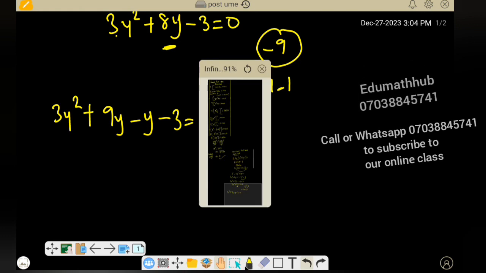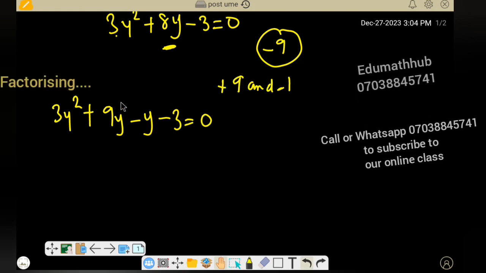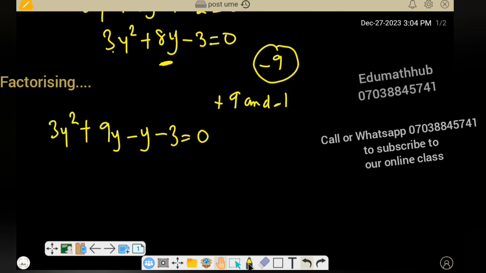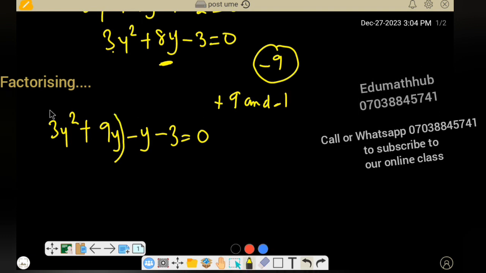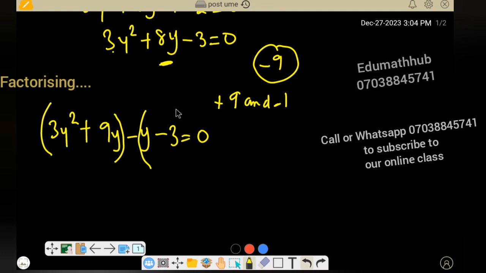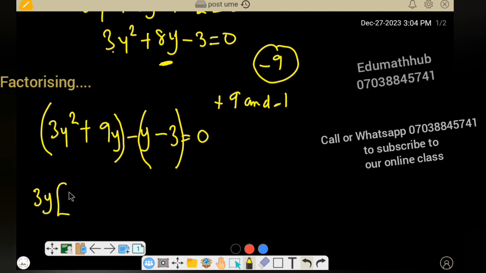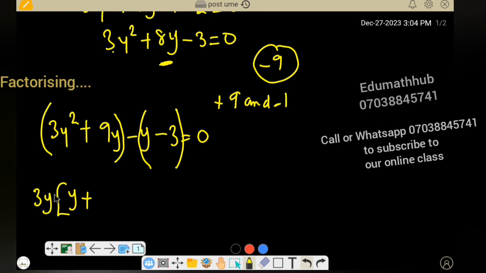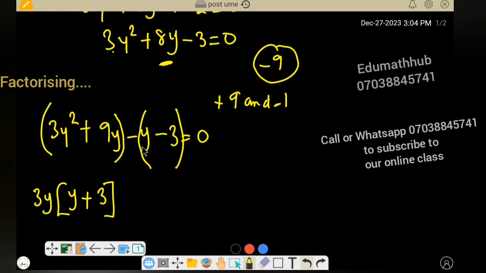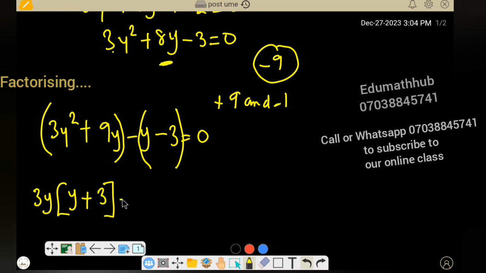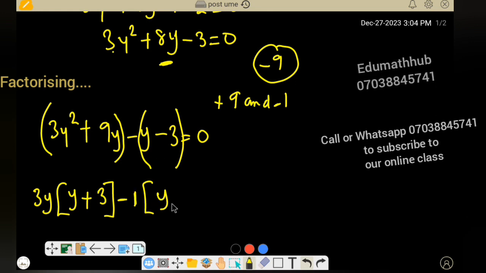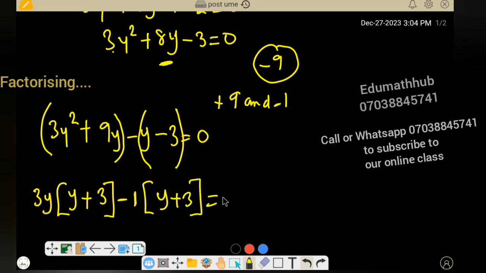So let's group them together. You group it like this and like this. So 3y is common, so you bring your 3y out. Factorizing, 3y and 9y will give you y plus 3. You can see that nothing is actually common in the second group, but if nothing is common, just pick 1. Then you have y, and minus times minus will give you plus 3 is equal to 0.